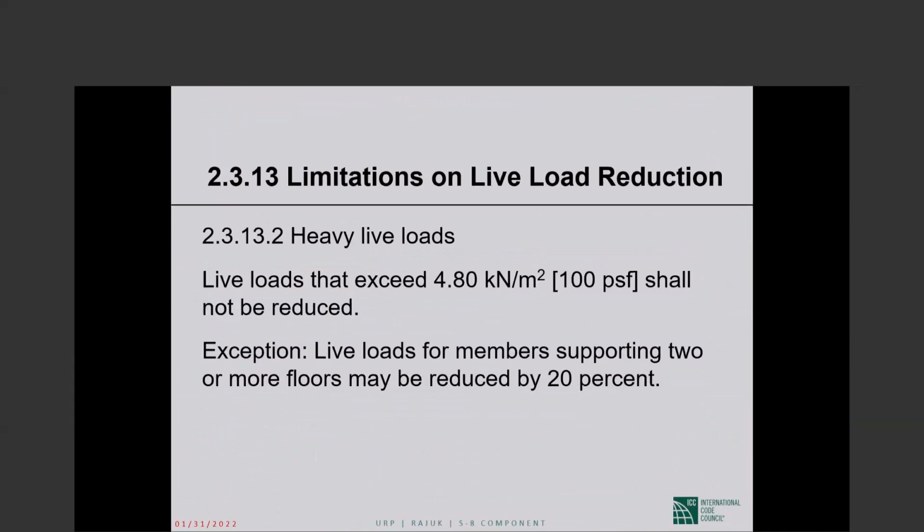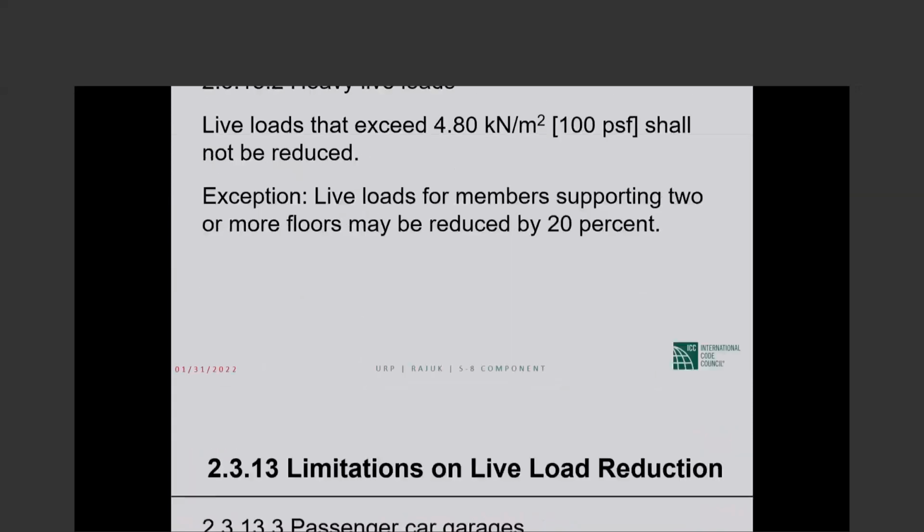Limitations on live load deduction. Live loads that exceed 100 pounds per square foot cannot be reduced. Okay. 4.8 kilonewton per square meter. Exception to that, live loads for members supporting 2 or more floors may be reduced by 20%. So columns and wall loads up to 20%. Okay. So heavy live loads cannot be reduced, except live loads for members supporting 2 or more floors may be reduced by 20%.